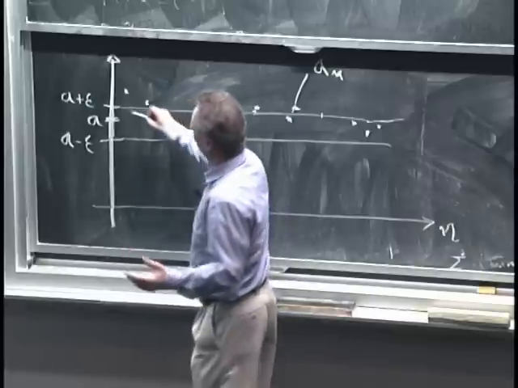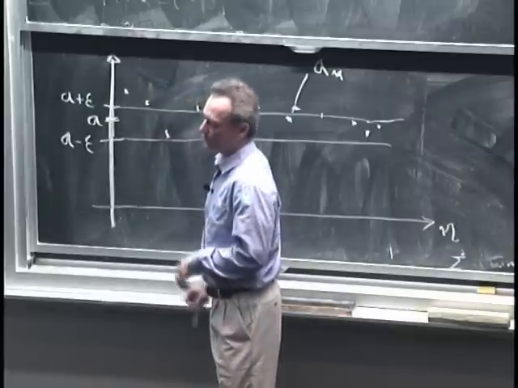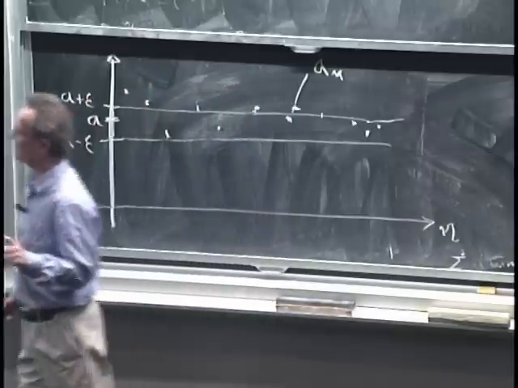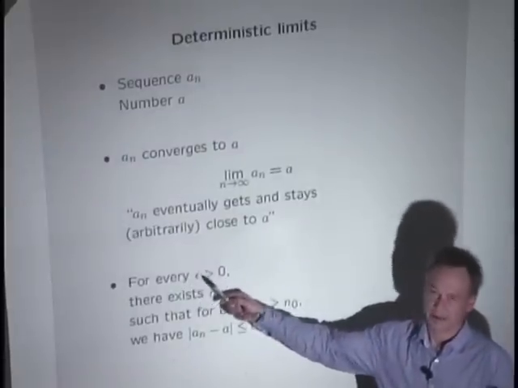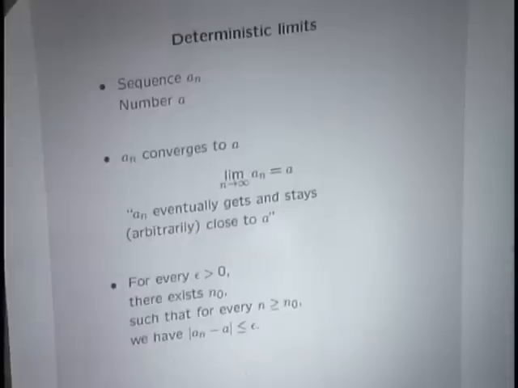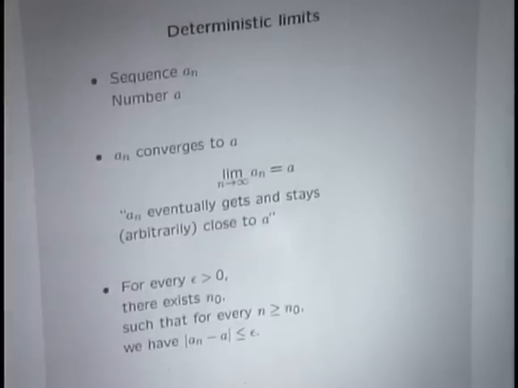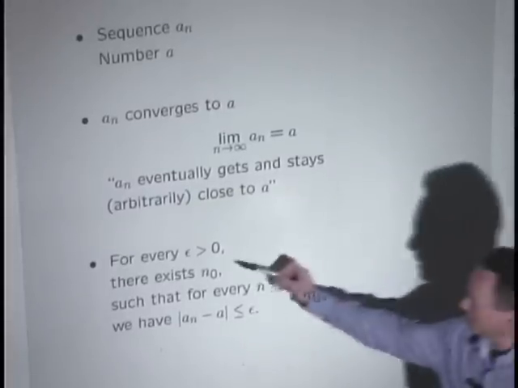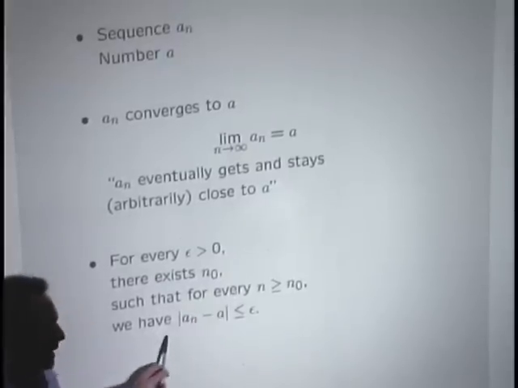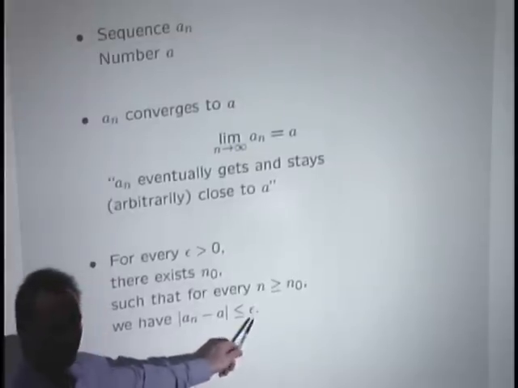Given a band of positive length, no matter how wide that band is or how narrow it is, so for every epsilon positive, eventually the sequence gets inside the band. What does eventually mean? There exists a time so that after that time, something happens, and the something that happens is that after that time, we are inside that band.